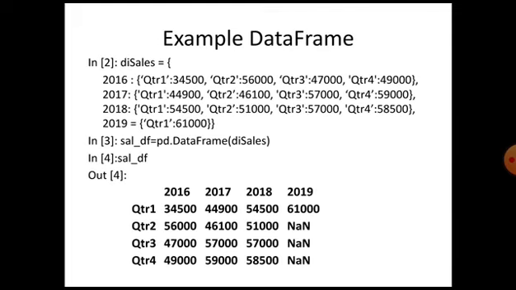Next, we have an example data frame which has the details of sales of the years 2016, 17, 18 and 19. It has 4 quarters for the 3 years 16, 17 and 18, and only the first quarter for 2019. The data frame is sdf equals pd.DataFrame of sales, and the data frame output is here. The data frame is created with the name sdf, so that we can refer to it in the examples.